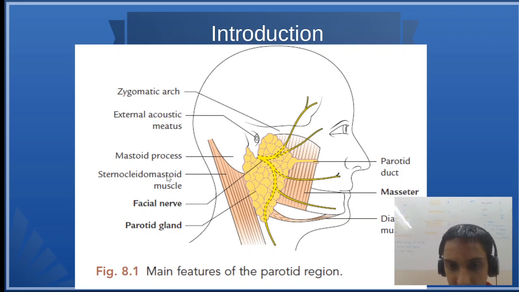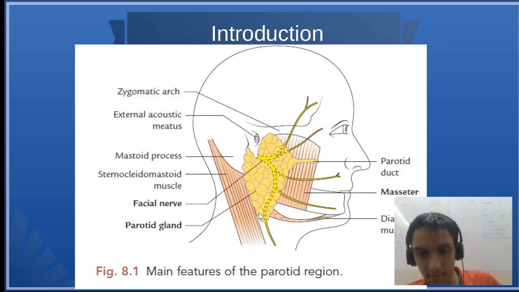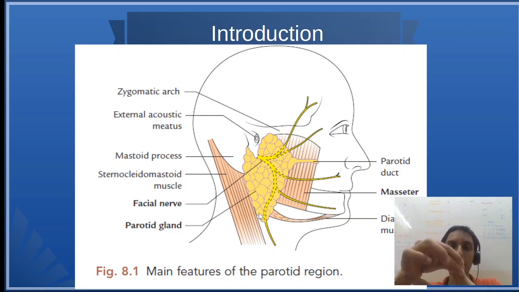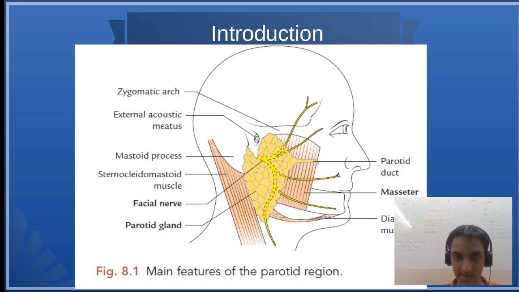So here you can see this diagram. I'll describe the introduction. So please note it is an inverted pyramidal shaped gland which is present between the external acoustic meatus and the ramus of mandible. It is pierced by the masseter muscle, and also by the branches of the facial nerve. A simple way to remember: temporal, zygomatic, buccal, marginal mandibular and cervical. Okay, so it is one of the largest salivary glands.